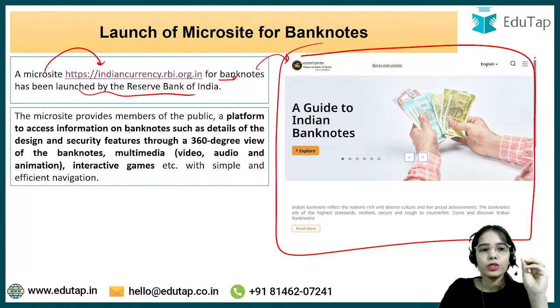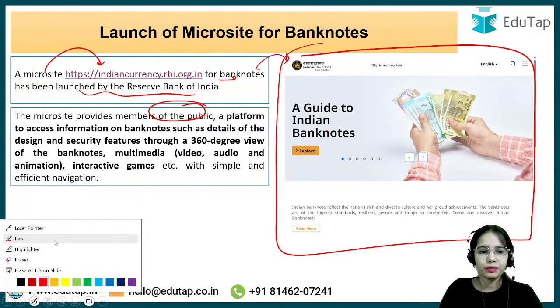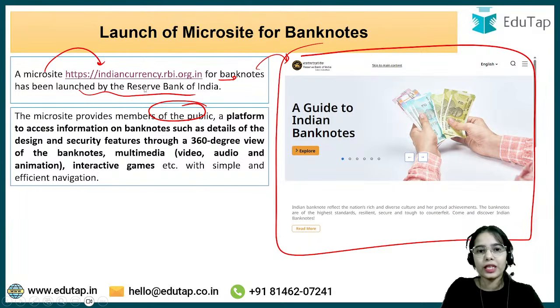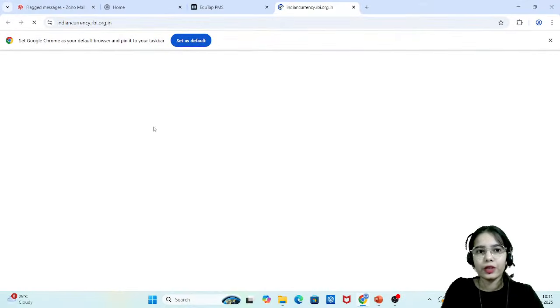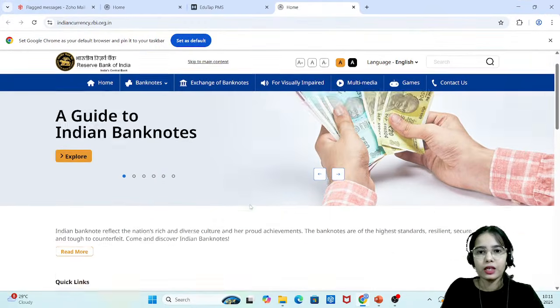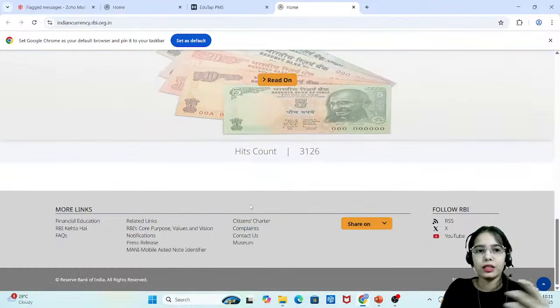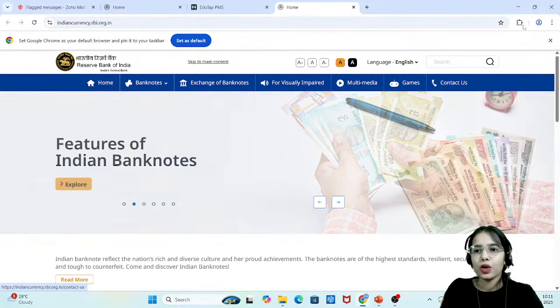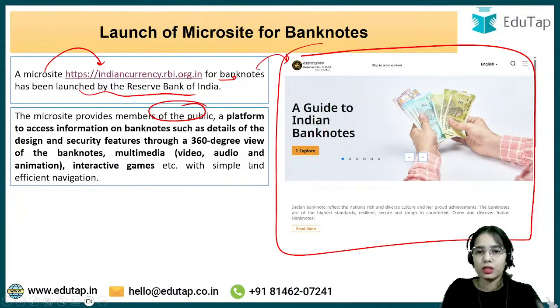This microsite is provided for members of the public. Anyone can go to this link and visit the website. Here you can see that anyone can view this site. This is the microsite for the banknotes.